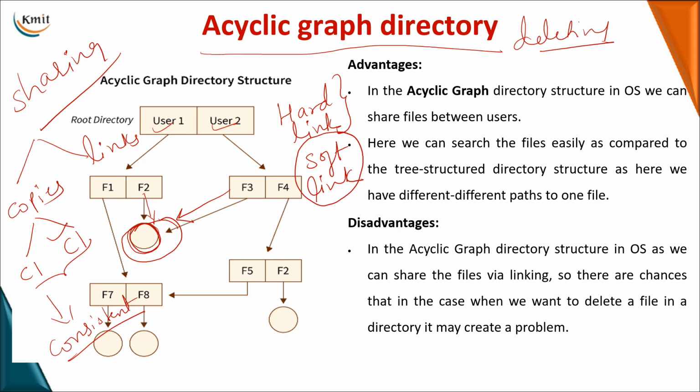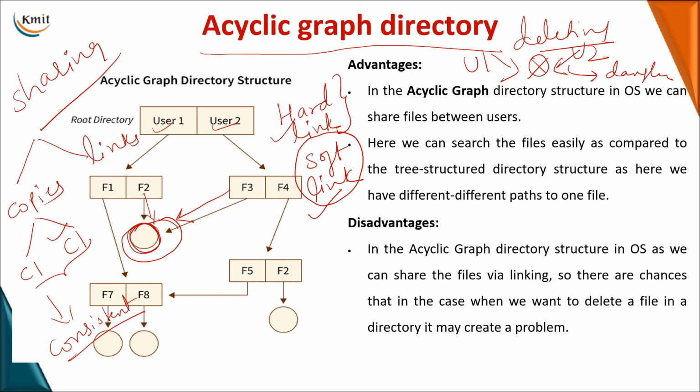When you go for your soft link, you just delete the file. When I delete the file, the link still exists, right? User one has deleted the file, but the link is still attached to it. So this becomes your dangling pointers problem, where the data is not present, but the link still exists. That is a problem when you use soft links.